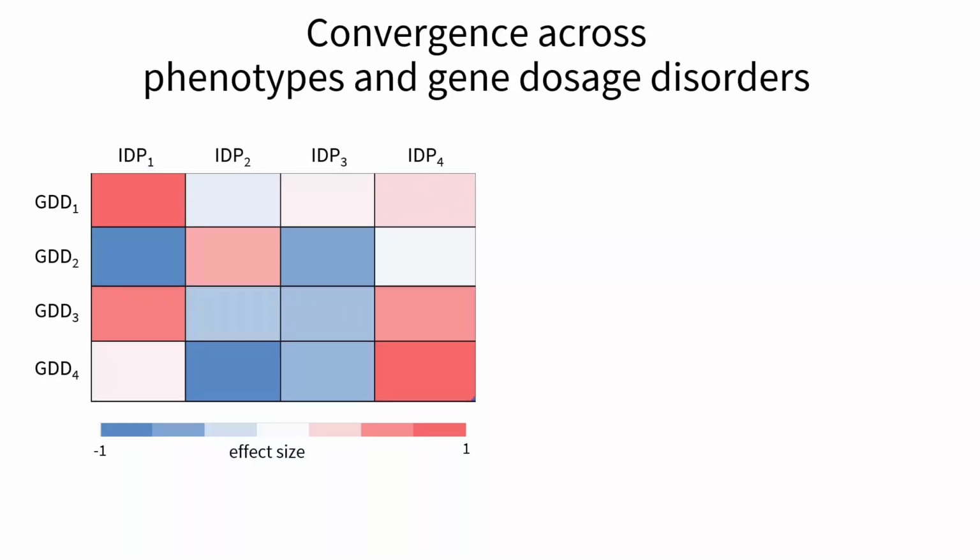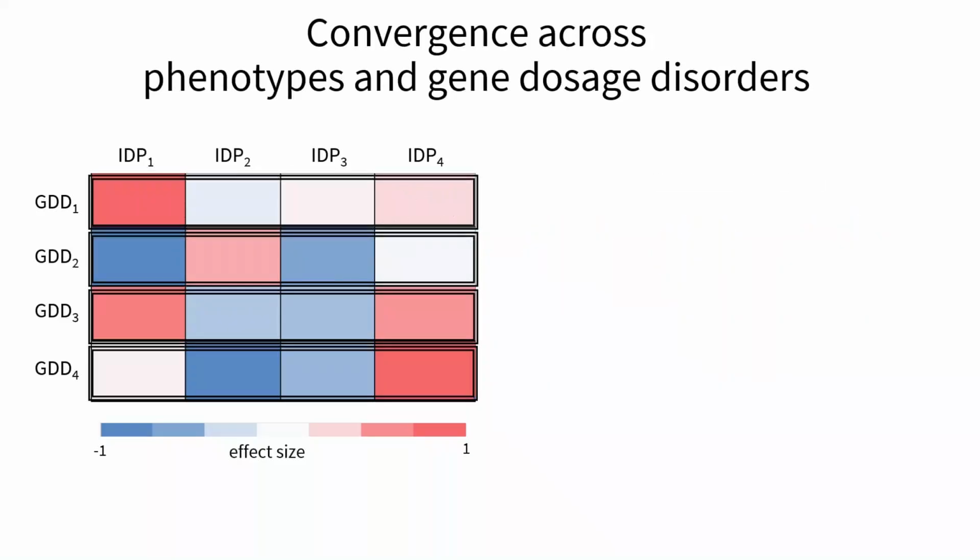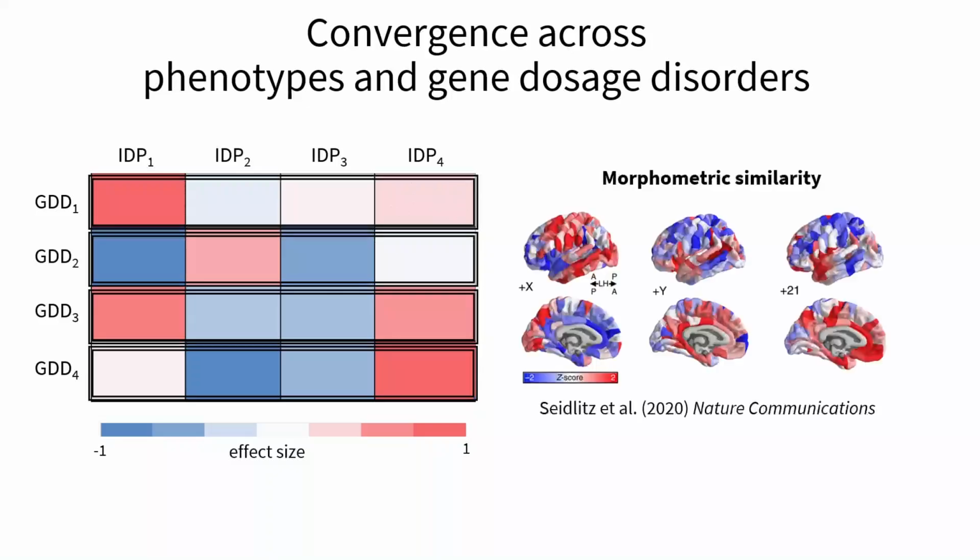And so we can study this in 2 different ways. We can look at multiple IDPs in one GDD, and we can do this in parallel across many GDDs. And Jacob Seidlitz did just that by looking at multiple morphometric measures in individuals who carry an extra X, Y, or 21st chromosome, to reveal that integrating spatially dissociable information from these different morphometric measures can reveal unique alterations in interregional morphometric similarity in response to these specific gene dosage changes.